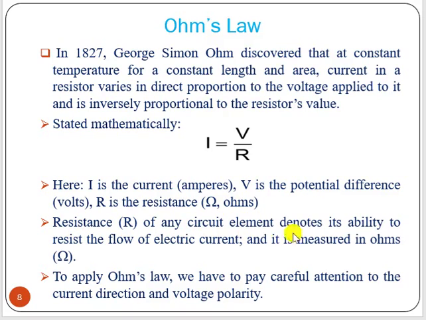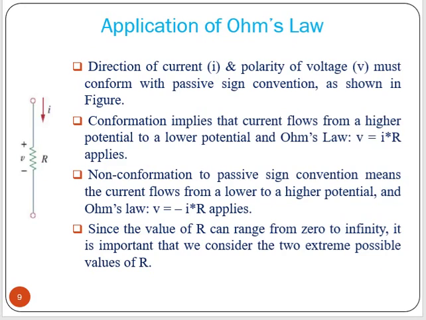Resistance of any circuit element denotes its ability to resist the flow of electric current, and it is measured in ohms. To apply Ohm's law, we have to pay careful attention to the current direction and voltage polarity. Now let us take an example. The direction of current and polarity of voltage must conform with the passive sign convention, as shown in the figure.